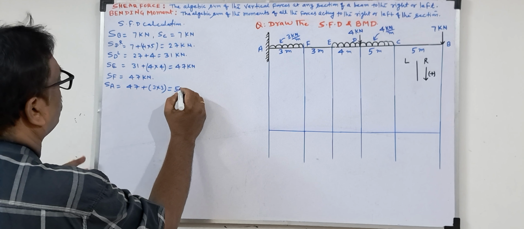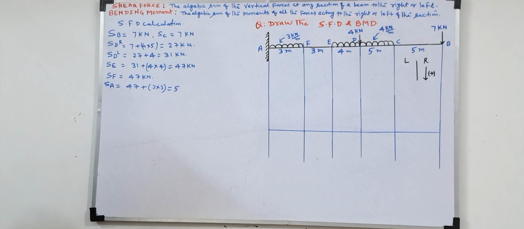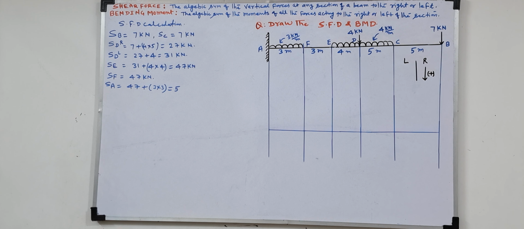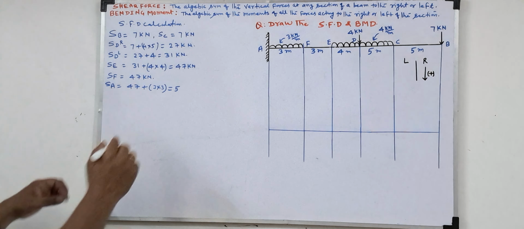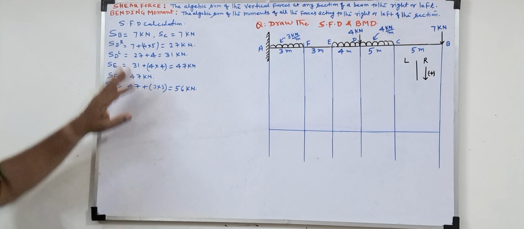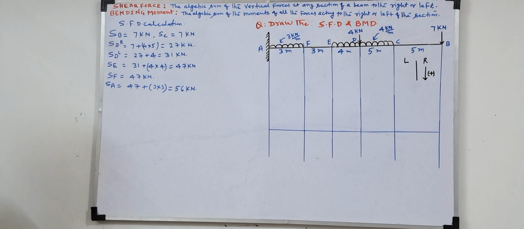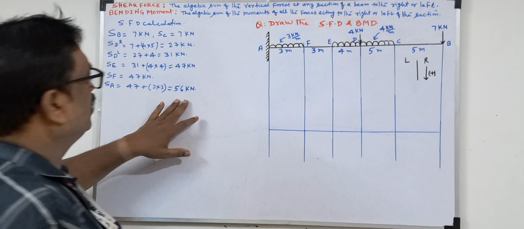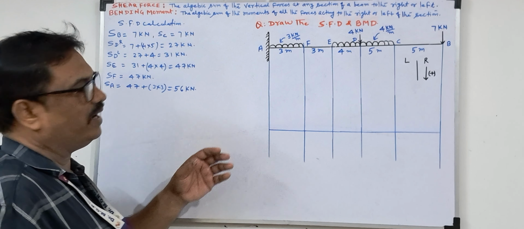47 plus 3, 57. 56. 47 plus 9 is 56 kilonewton. So the calculation parts you have to watch carefully. 57 kilonewton, so this is the total shear force. If you want to check whether this is correct or not.